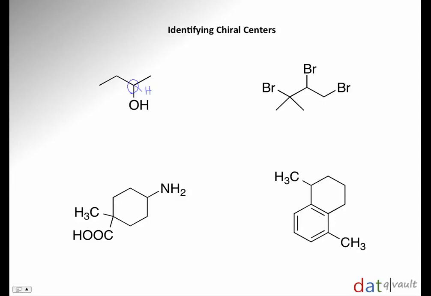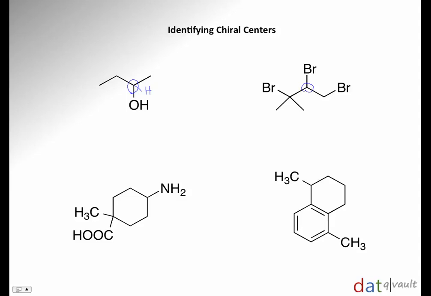Alright, moving on to this molecule over here, we notice that this carbon right here has 2 methyl groups on it, so that is not a chiral center. This carbon over here on the far right hand side has 2 hydrogens coming off of it, so that is not a chiral center. The only chiral center in this molecule right here is actually the central carbon, which has a bromine, a hydrogen, and 2 completely other different substituents coming off of it.